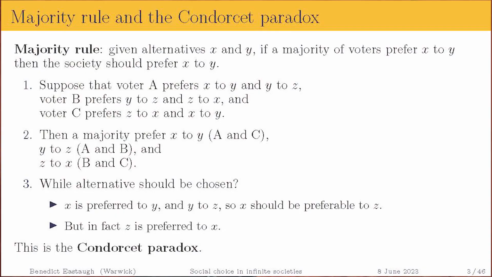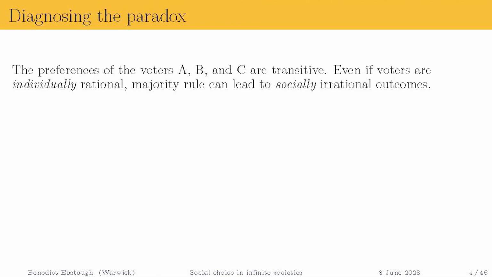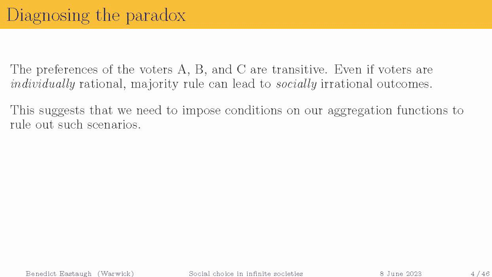But then notice that these voters individually are not violating that condition. Their preferences can be transitive. It's just that the rule is inducing a social preference ordering that is non-transitive. So that's the Condorcet paradox. So even if the voters are individually rational, this majority rule can lead to socially irrational outcomes. So an obvious suggestion here is, well, we need to impose some conditions on what our aggregation functions should be if we're going to rule out scenarios like this.